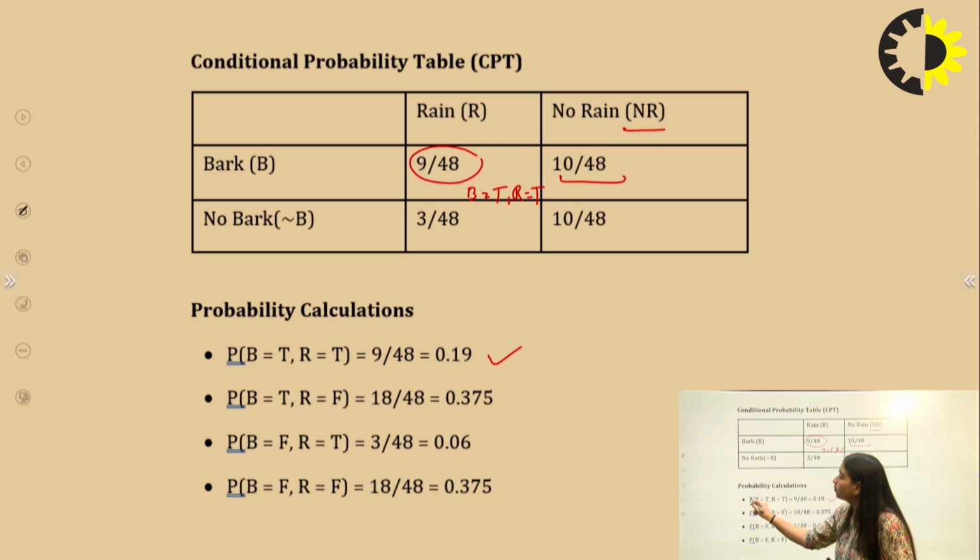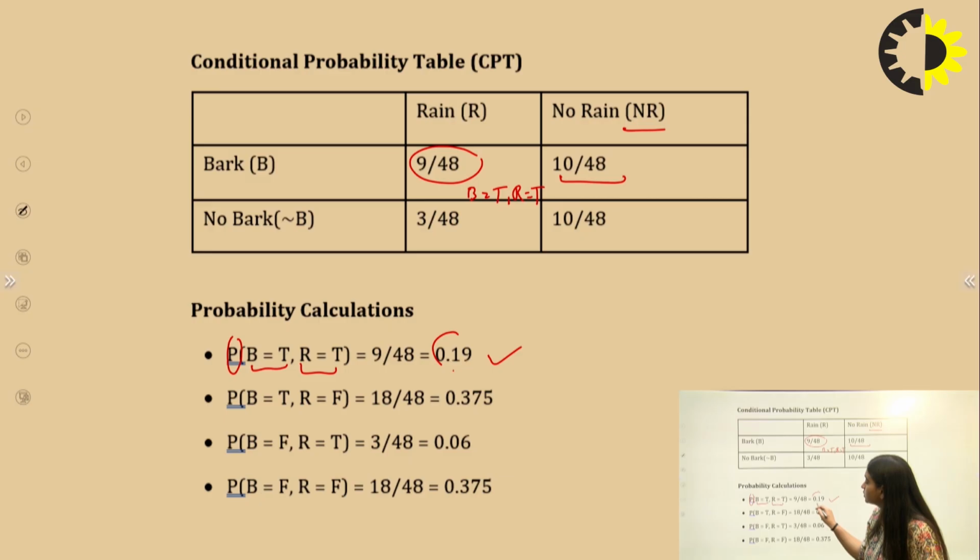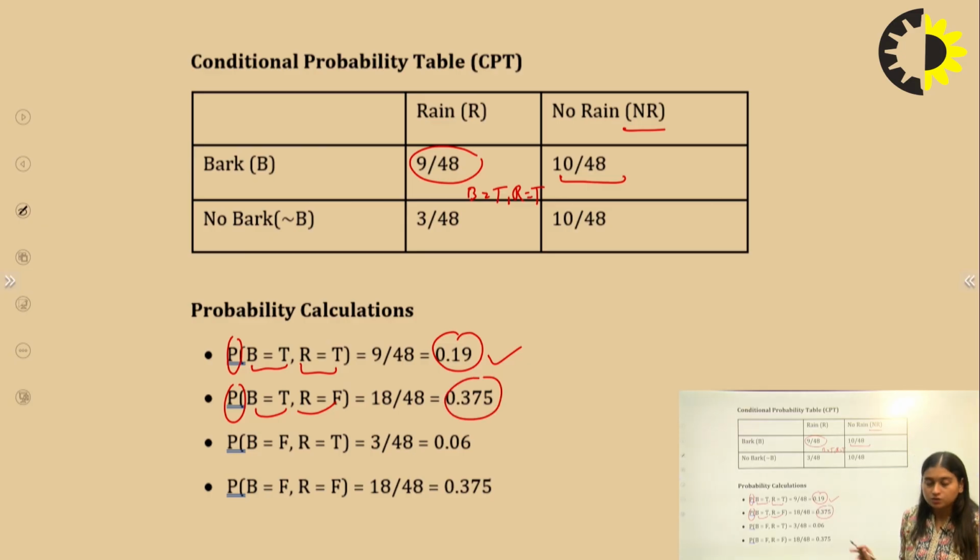The probability that B is true and R is true is 0.19. And what is the probability that B is true and R is false, meaning it is not raining? That is 0.375. So this is about the CPT, the conditional probability table.